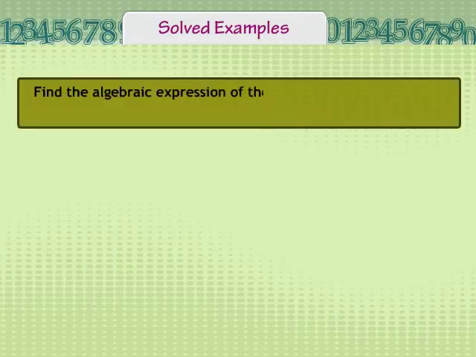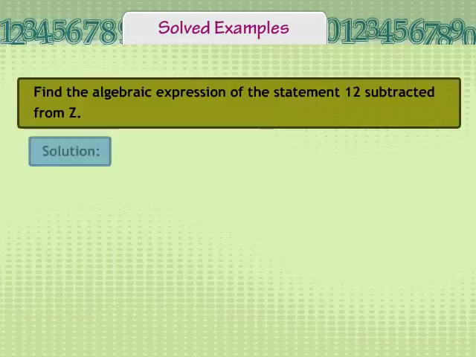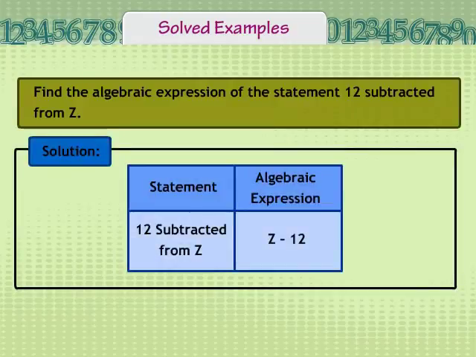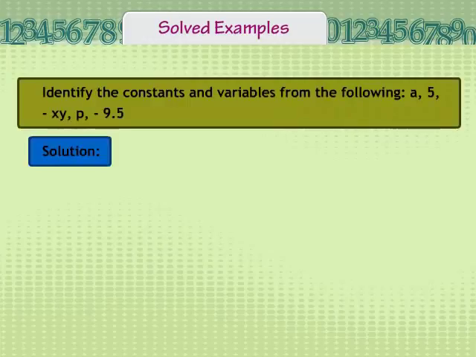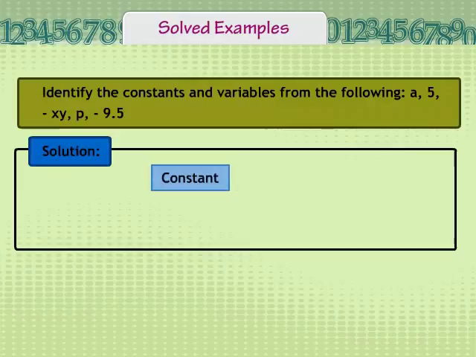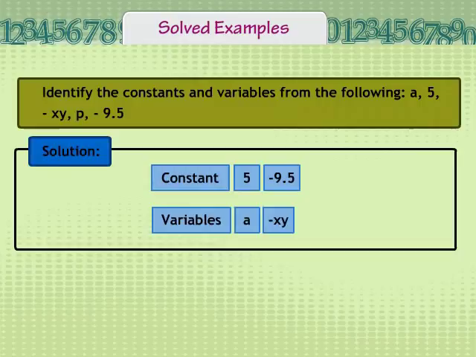Find the algebraic expression of the statement. 12 subtracted from z. Solution. As 12 is subtracted from z, it will be z minus 12. Identify the constants and variables from the following. Solution. Here the constants are 5, minus 9.5 and variables are a, minus xy and p.